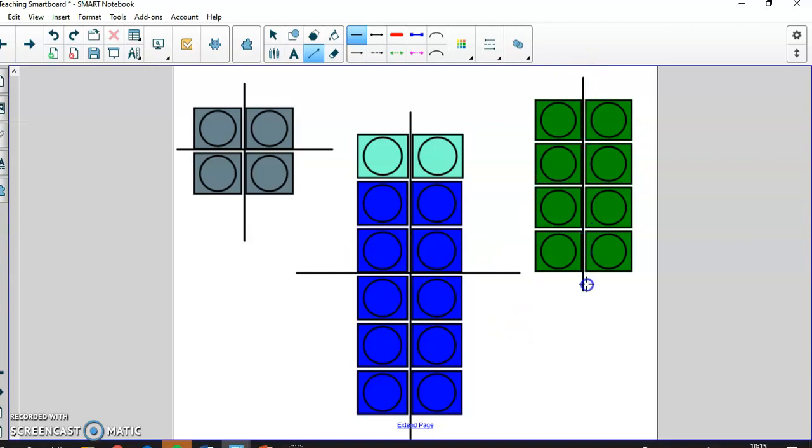Let's do the same with the 8. These shapes are nice and easy to work with because we can always chop them this way into quarters.